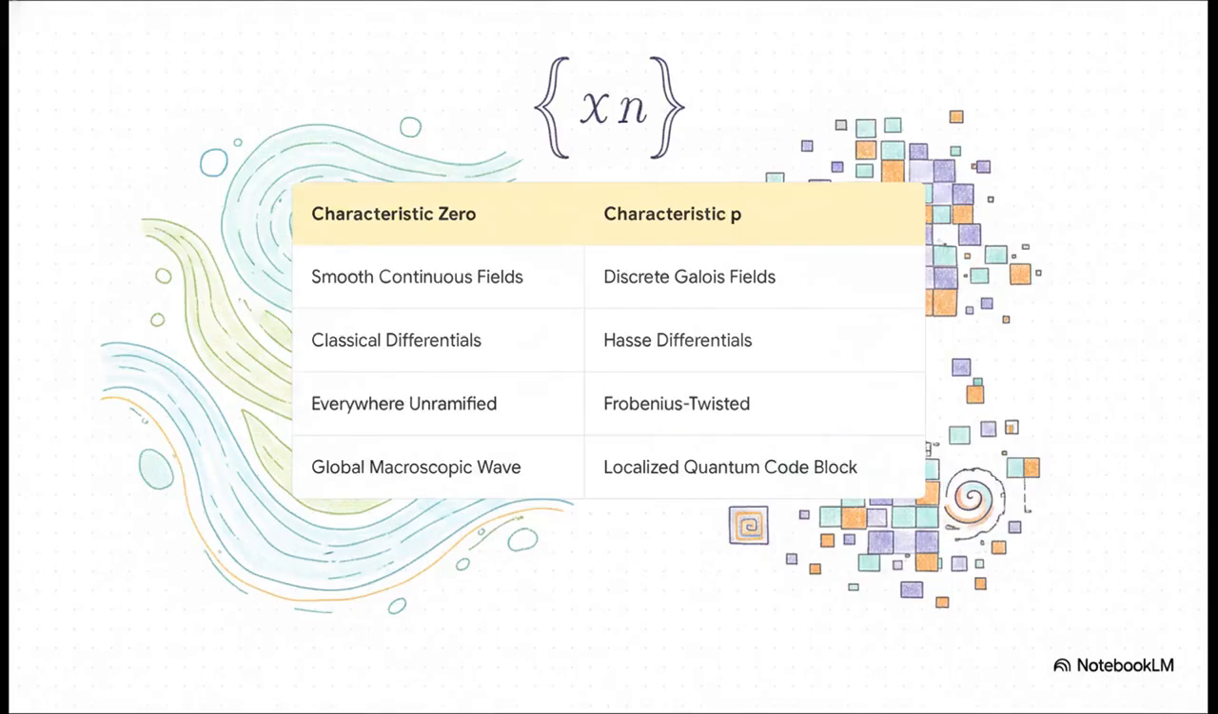I really love this table because it beautifully synthesizes the whole transition we've been talking about. On the left, in characteristic 0, we have the analog universe. We're talking smooth, continuous fields, classical differentials, and everywhere unramified baselines, which all produce a global macroscopic wave. Then, on the right, in positive characteristic P, we drop down to a digital quantum substrate. This is made of discrete Galois fields, governed by Hasse differentials and Frobenius twisted restrictions, resulting in a localized quantum code block. It is just a perfect, elegant translation from continuous spacetime right down to discrete Planck scale boundaries.